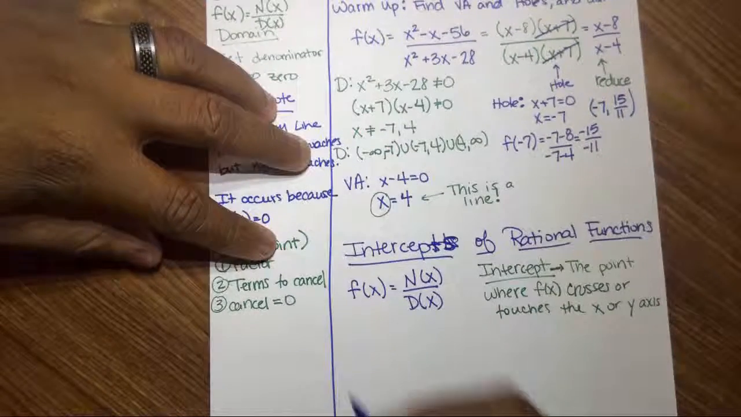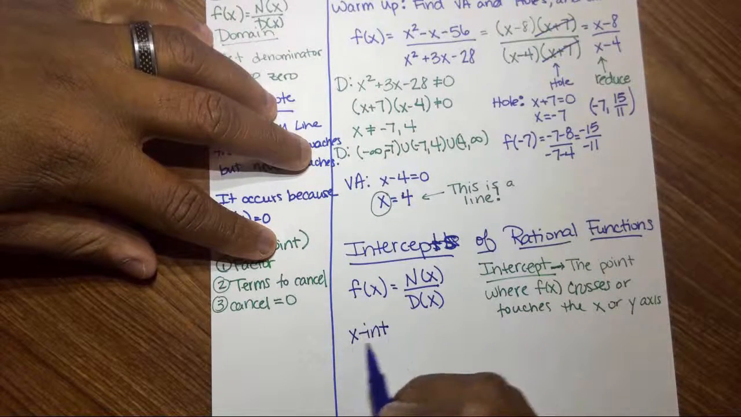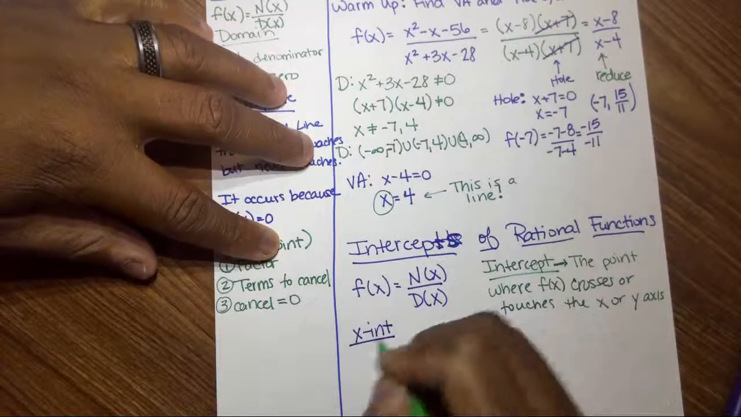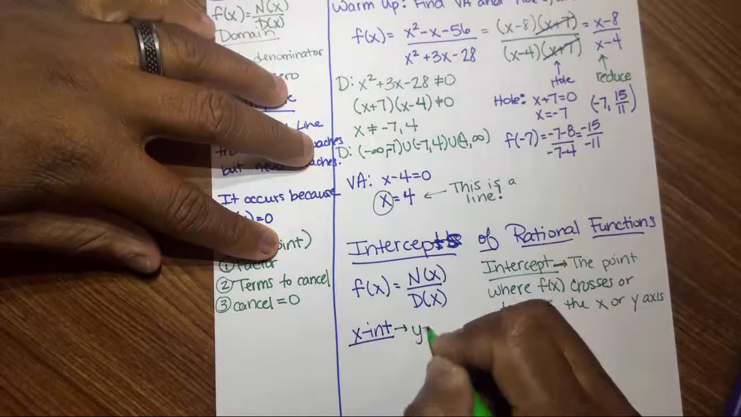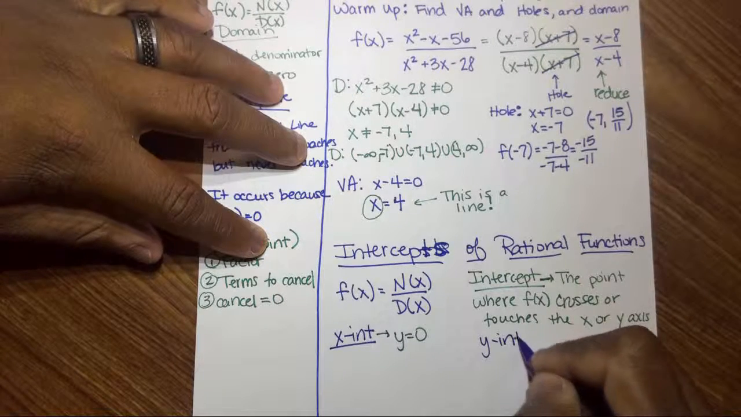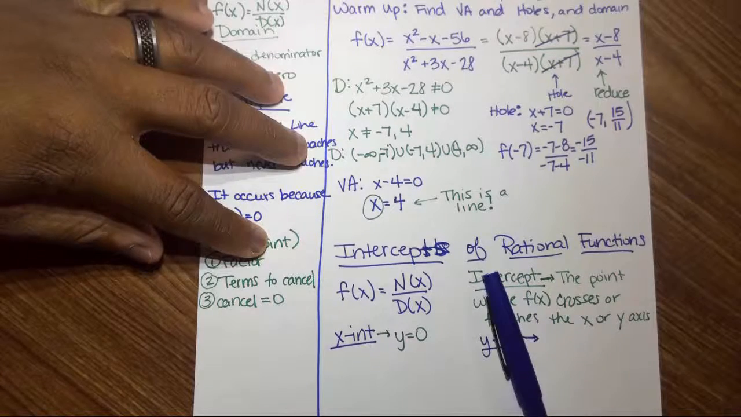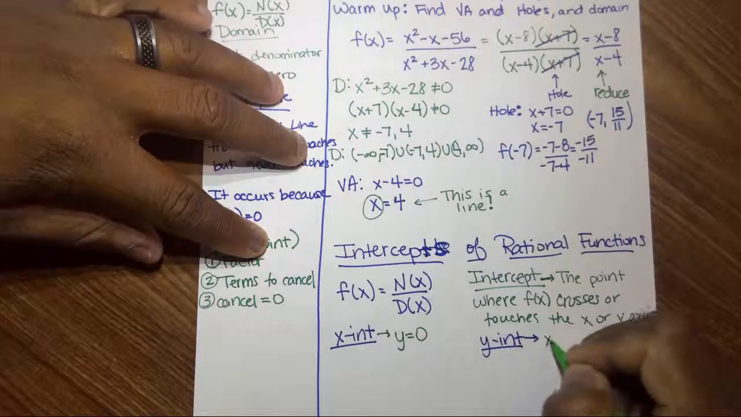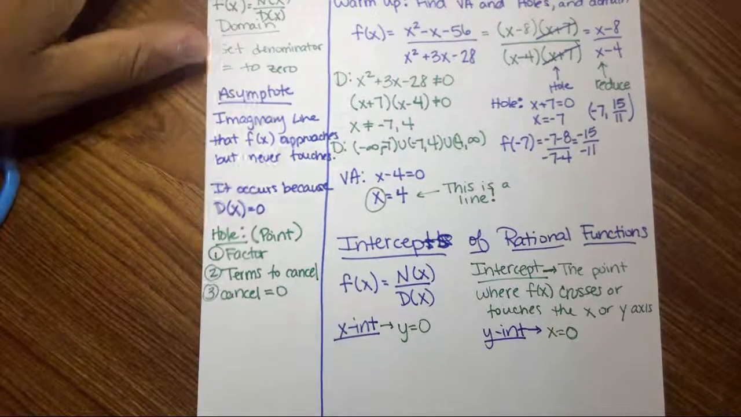What do you know about the x-intercept? Other than it crosses the x-axis, what's special about it? Yes. At the x-intercept, y is equal to 0. What do you know about the y-intercept? X equals 0. So at the x-intercept, y equals 0. At the y-intercept, x equals 0. We're going to use that fact right here to find its x and y intercepts.